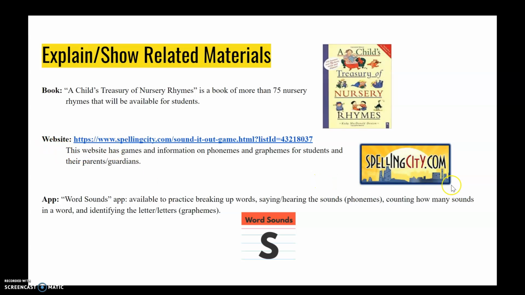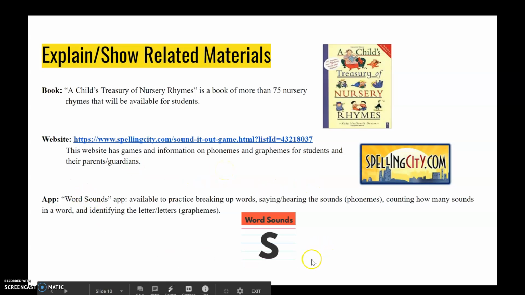Websites. Here's the Spelling City website, and I found this great game. It was very fun, very interactive, where it gave you a sound and you had to choose the letter, and that was awesome. And it was also spelling out words. It wasn't just picking the letter, so that was great practice.